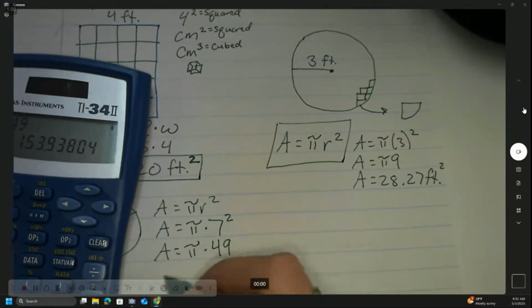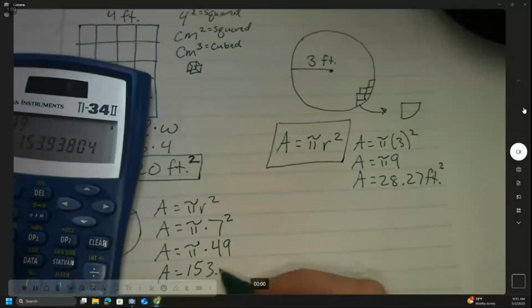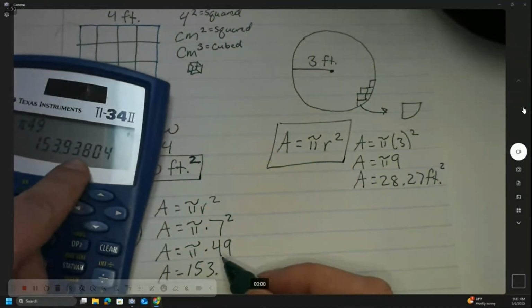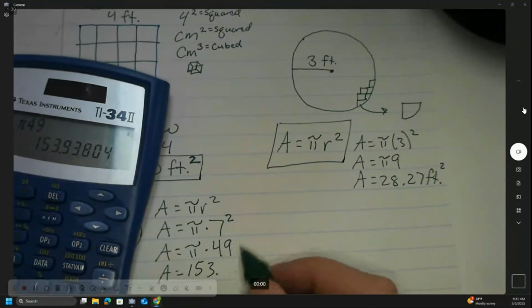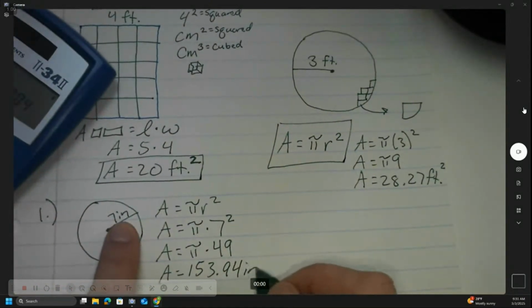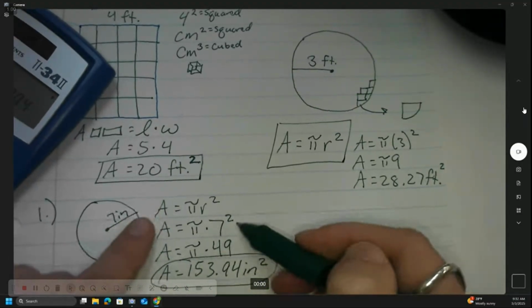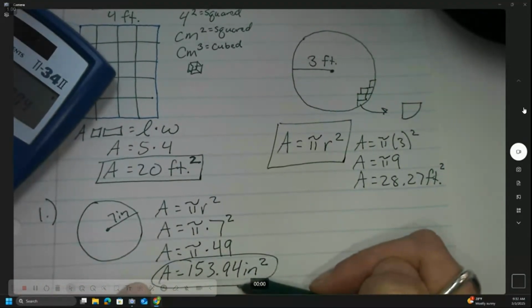And you get 153. Rounding to the nearest hundredths place, that 8 turns that 3 into a 4. So now you have 94 inches squared. Don't forget to label that answer. Look how I'm showing my work on a new line each time.